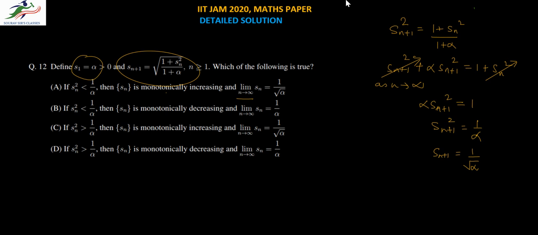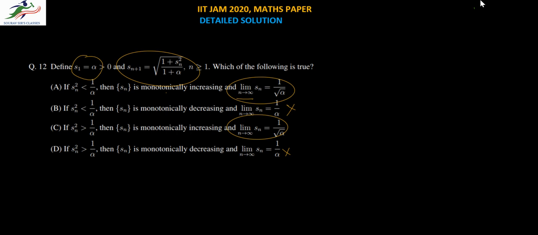And as we saw, Sn will tend towards S(n+1), which will take the limiting value of 1 by root over alpha. So we can see from the options, option 1 and option C give us the limiting value as 1 by root alpha. So definitely 2 and 4 are ruled out. Now, to find out the nature of the function, we will have a look at the values of alpha itself. So alpha can take the value of less than 1, 1, or greater than 1.